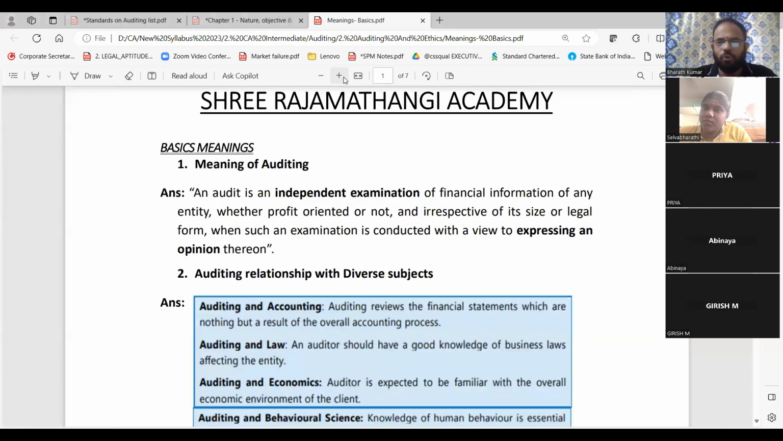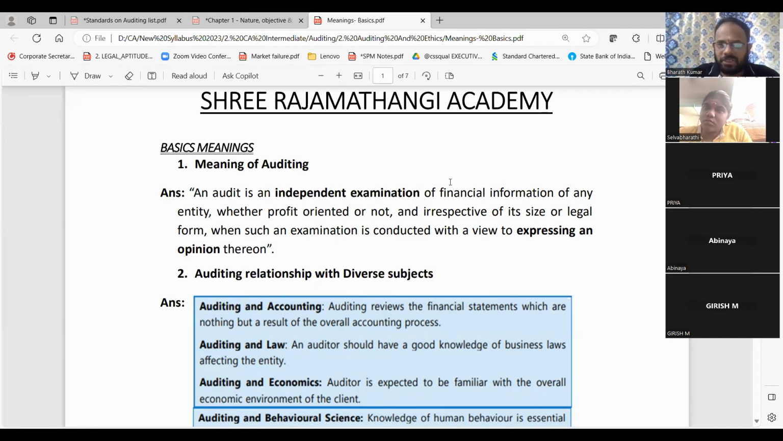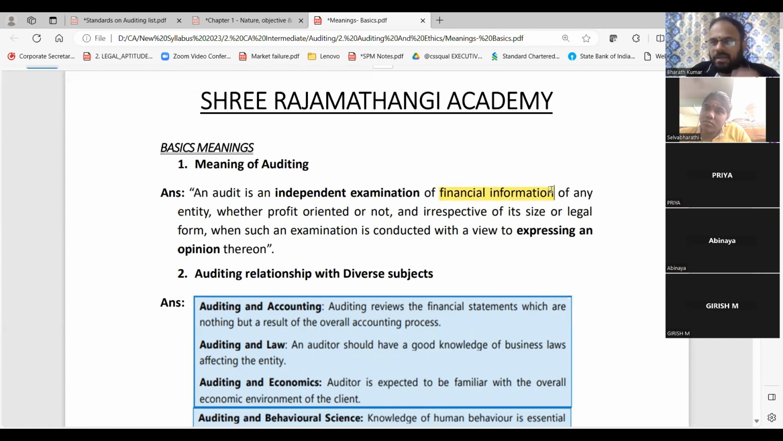For these 2 lines only, we are taking all this. Can you please read this? Meaning of auditing. What is audit? An audit is an independent examination of financial information. Now you can ask me, sir, you talked about financial statement, but financial information they have given. What is the difference?